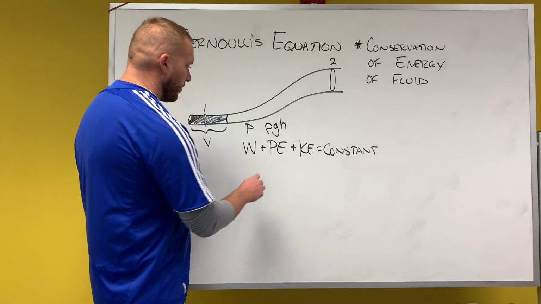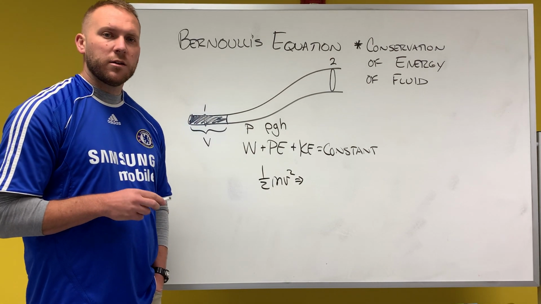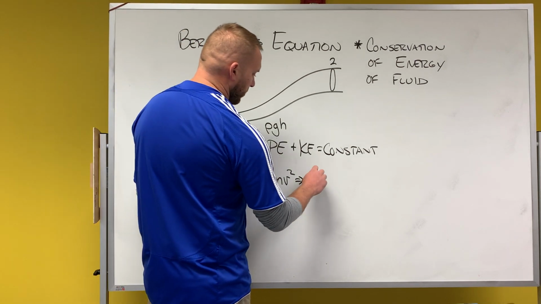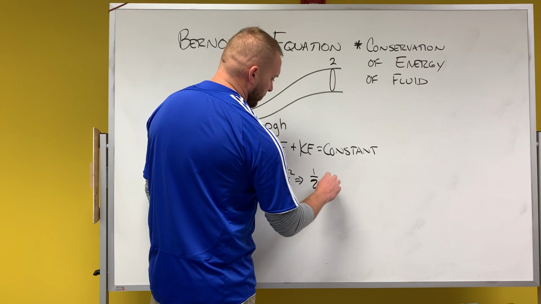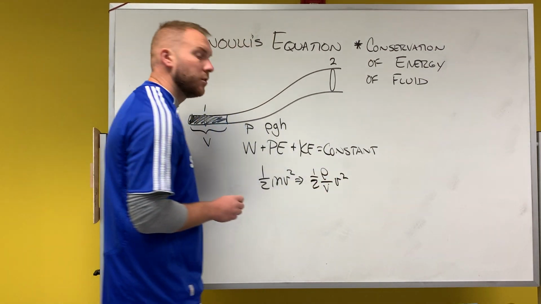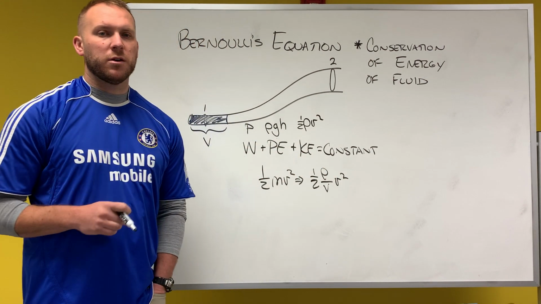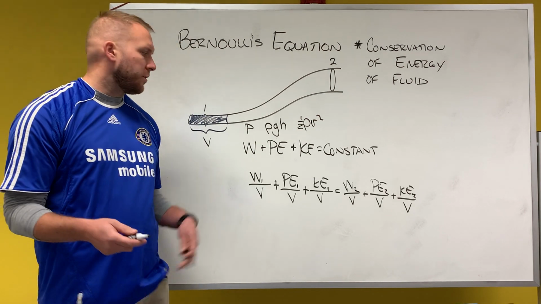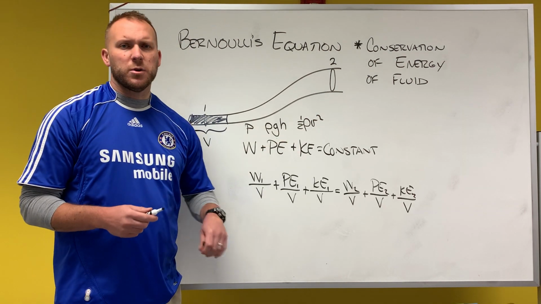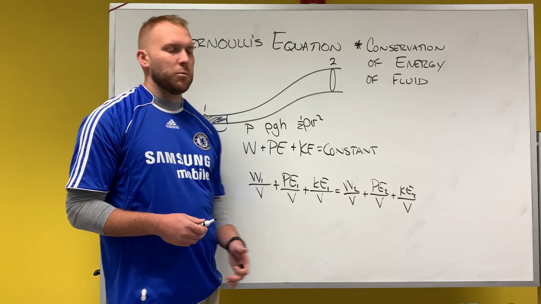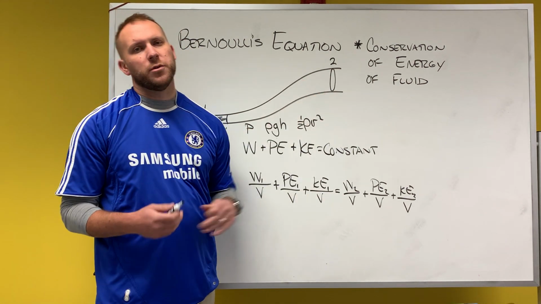Kinetic energy is going to be very similar. 1/2 m v squared can be converted by changing my mass into density times volume. So I have 1/2 density of my fluid times volume, times velocity squared. And I'm going to get rid of my volume because I have 1/2 rho v squared. I've pretty much eliminated the volume in each of these because the volume of water is going to be the same whether it's at position 1 or position 2.